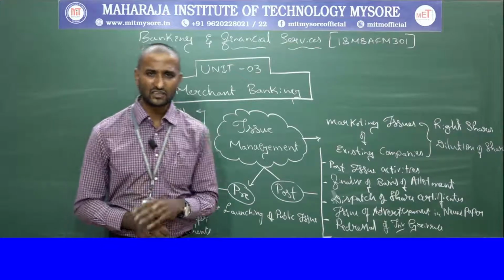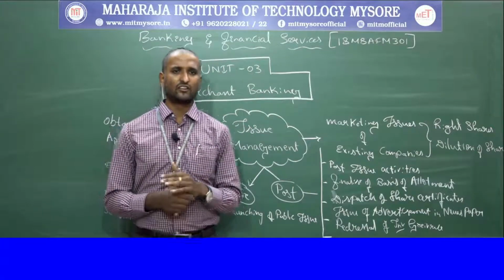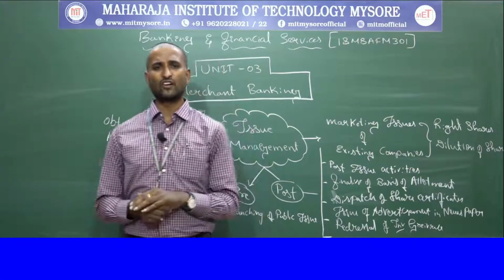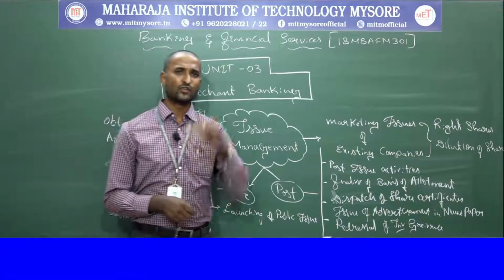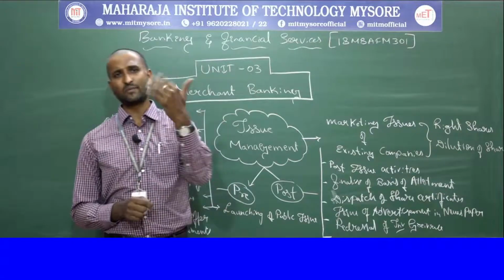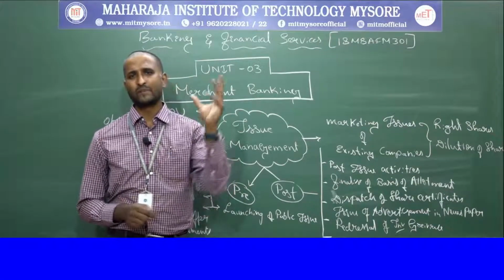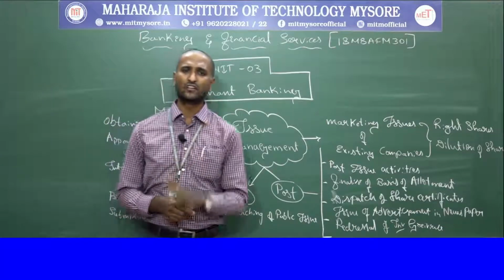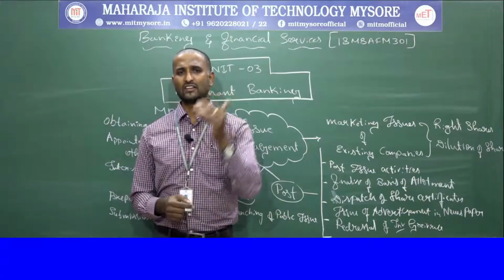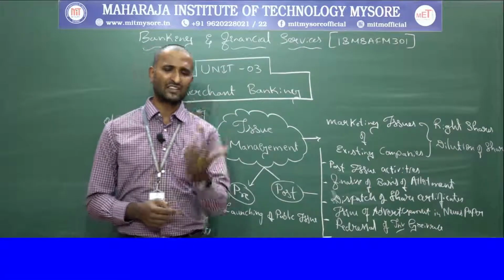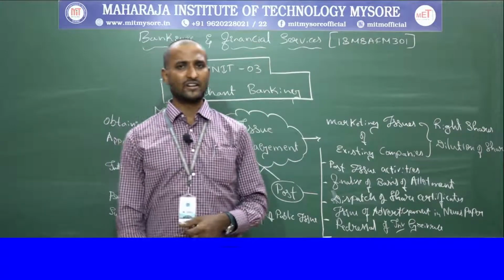Then the reservation: 50% of shares offered are reserved, with 35% for non-retail and 15% for retail investors. So in the fixed price issue, 50% is retained and 50% is issued to the public. But in book building, 50% is offered as a reserve, and of the remaining 50%, 35% goes to non-retail and 15% goes to retail.